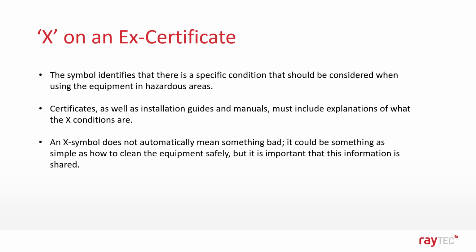So this X would be found on the end of a certificate number, as well as within the installation guides and manuals for the product, and it must include explanations of what the X conditions are. So an X doesn't necessarily mean something bad about the equipment. It could be something as simple as how to clean the equipment safely, but it's important that this information is shared to ensure that the equipment is safe to install, use and maintain within a hazardous area.